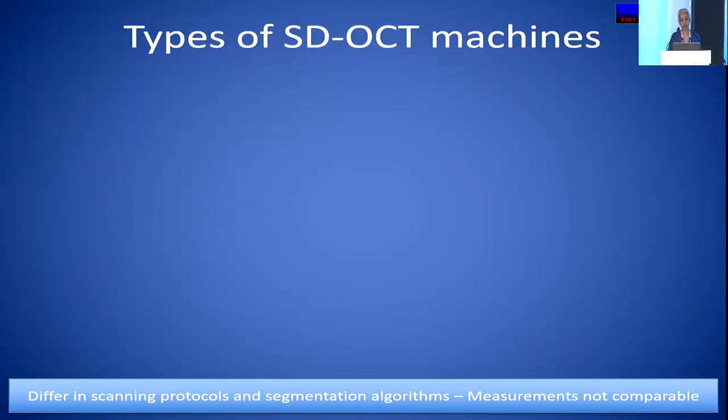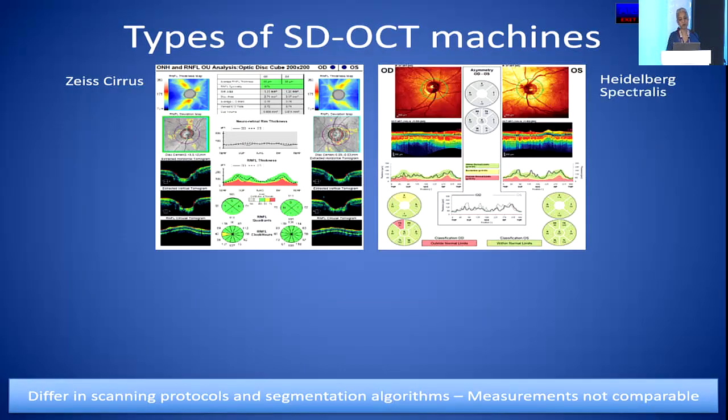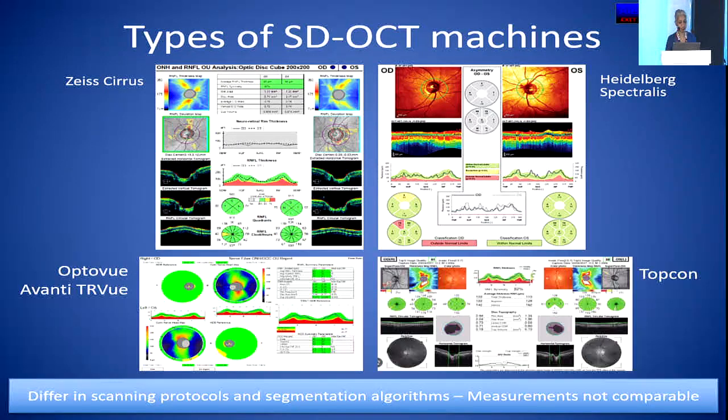I'm going to be presenting about OCT and whether it is essential for neuro-ophthalmologists. Looking at the types of OCTs we get, these are 4 different machines with 4 different printouts which we are reasonably familiar with. However, they differ in scanning protocols and segmentation algorithms, and the measurements are not comparable between one and the other.